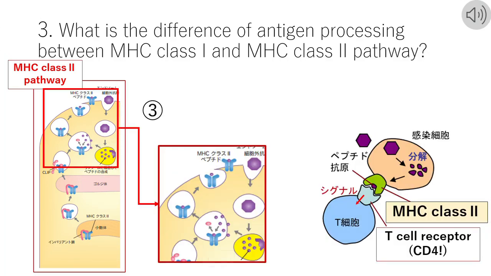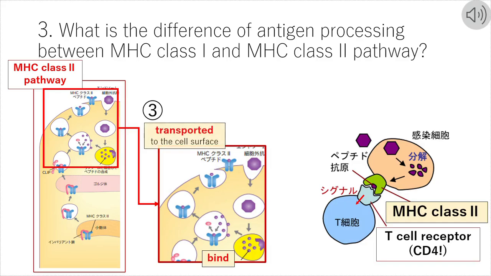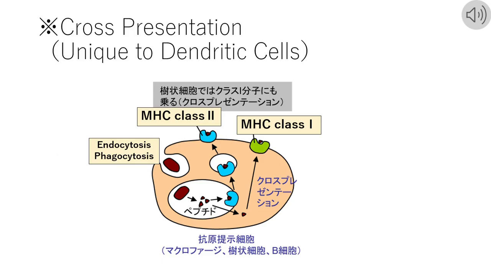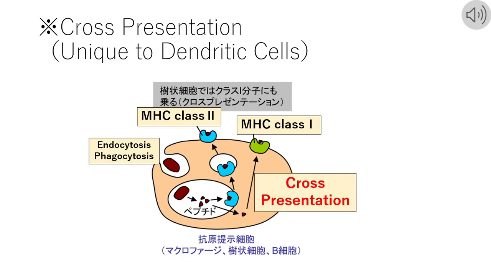Last, peptides bind to MHC class 2 molecules. Then, they are transported to the cell surface and activate CD4 plus T cells. On dendritic cells, a peptide which is taken into cells via endocytosis, phagocytosis, or autophagy can bind to MHC class 1 and activate CD8 plus T cells.